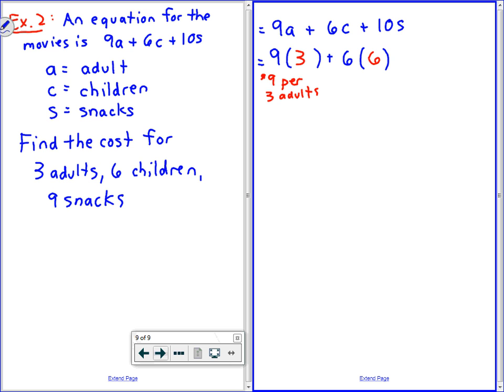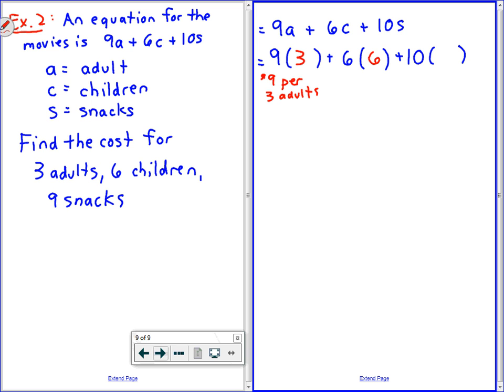Okay. So let's go back to this to make sure. So here we said 3 adults. So the A changed to 3 because it's 3 adults. Okay? So it's 9 times 3 then. No, 9 times 3, we're having how many snacks? $10 per snack. And how many snacks are there? 9. So you see what we did there?